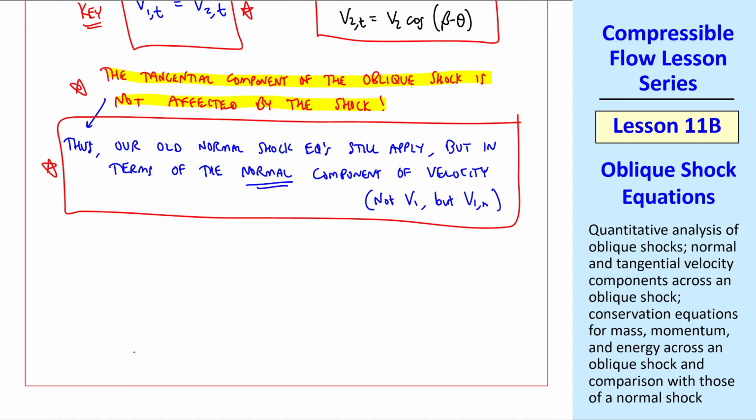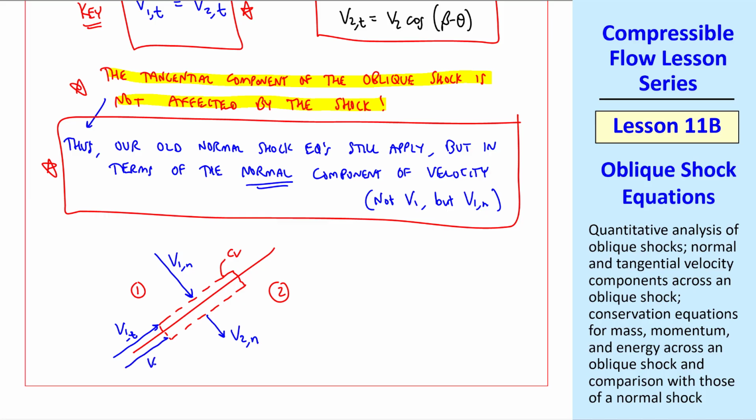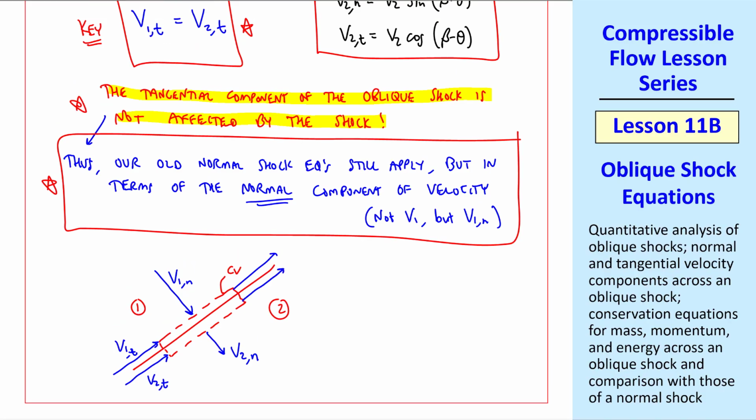I'll illustrate with a small control volume. Here's our oblique shock from 1 to 2, and here's a slice of a control volume across the shock. v1n is the normal component coming into the control volume, and v2n is the normal component coming out. But v1t and v2t are the same, and they move parallel to the shock into the control volume and don't change. Therefore, the same flow comes out of the control volume. Let's define this face area as A.